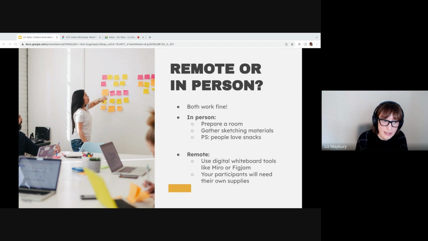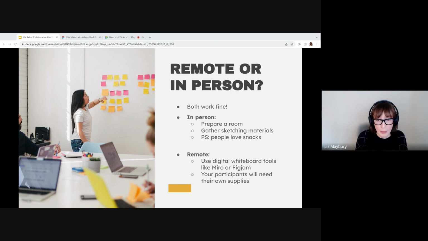So if you're going to do this in person, of course, you're going to need a room. So you may need to schedule that. You need to gather your sketching materials. So paper, pen, highlighters, maybe some stickers for voting. Pro tip is always include snacks. People love that.